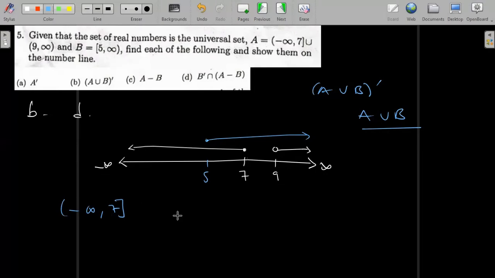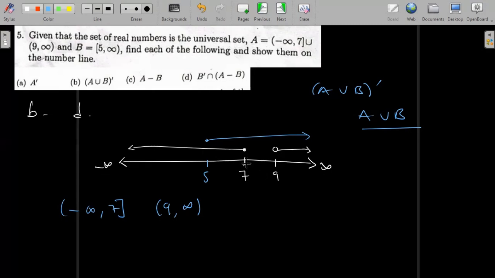There's a union. So I'll leave the union like a gap. I want to leave a gap there in between. Then I say from 9, it's open at 9 and all the way up to infinity like that.